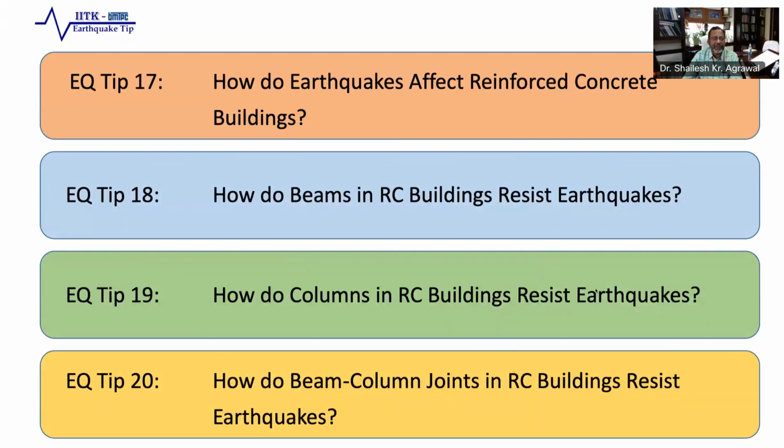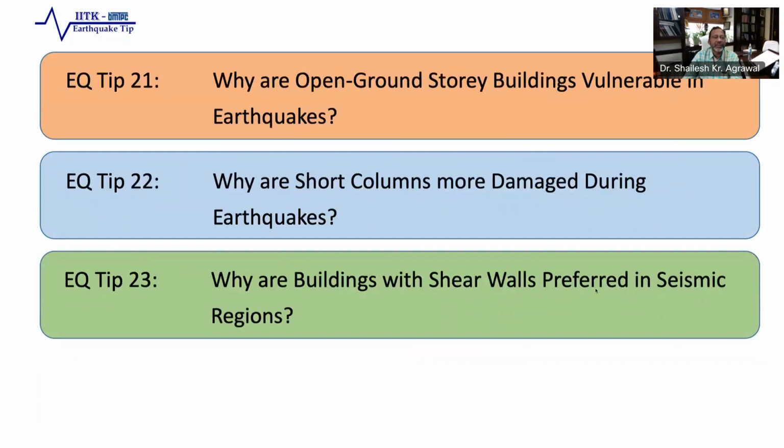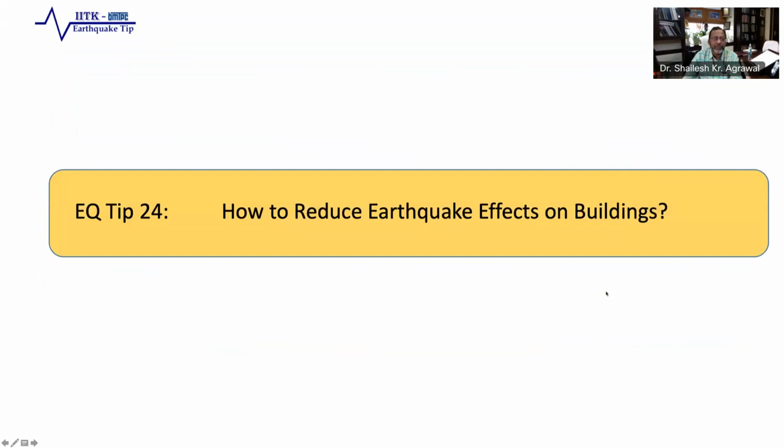Tip number 17 to 20 present earthquake behavior of RCC frame construction and how it is important to design and detail each structural member, that is beams, columns, and joints. Tip number 21 to 23 throw light on some of the construction practices such as open ground story, short columns, and shear walls, which are increasingly becoming common in urban India, and how to tackle them for better earthquake performance. Tip number 24 talks on mitigation techniques such as base isolation and seismic dampers, which help in reducing the earthquake forces on the building.